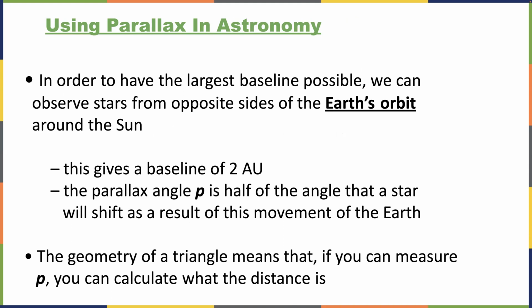So that basically gives you a baseline of 2 astronomical units. That's because the distance from Earth to the sun on one side will be 1 astronomical unit. So for the 2 sides, it will be 2 astronomical units.